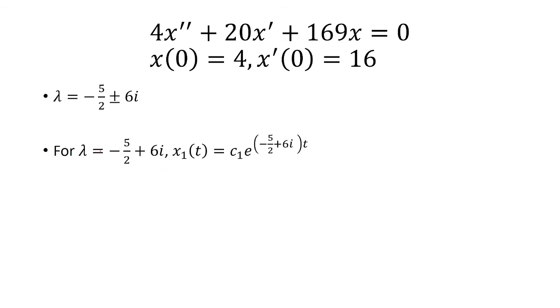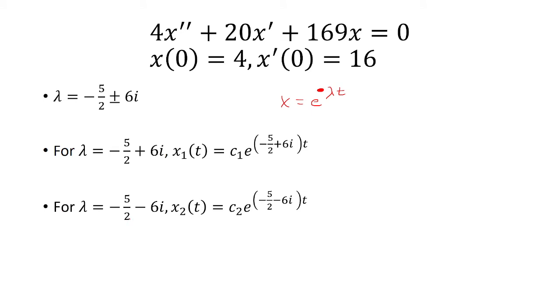So for lambda equals negative 5 over 2 plus 6i, our solution is going to be c1 times e to that lambda t, because recall we said x is equal to e to the positive lambda t. So we're just replacing lambda with what we found. Similarly, for negative 5 over 2 minus 6i, we do the same thing. And now we just combine them to form x of t.